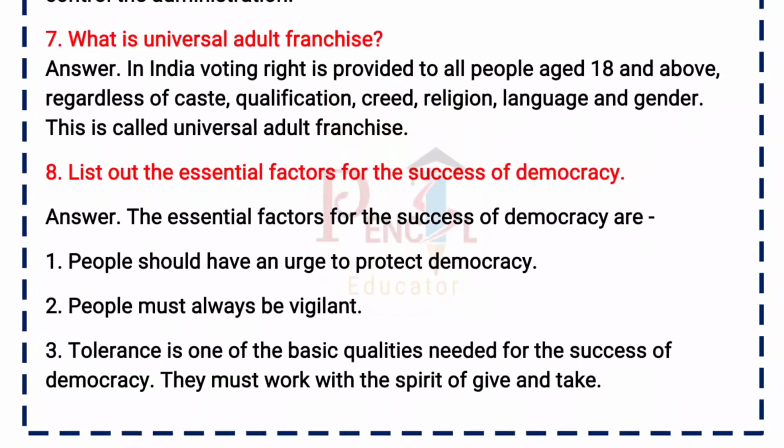7. What is universal adult franchise? Answer. In India, voting right is provided to all people, aged 18 and above, regardless of caste, qualification, creed, religion, language and gender. This is called universal adult franchise. 8. List out the essential factors for the success of democracy.